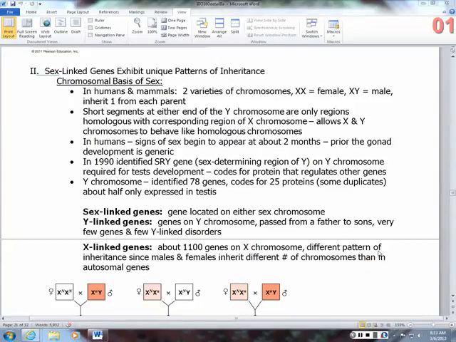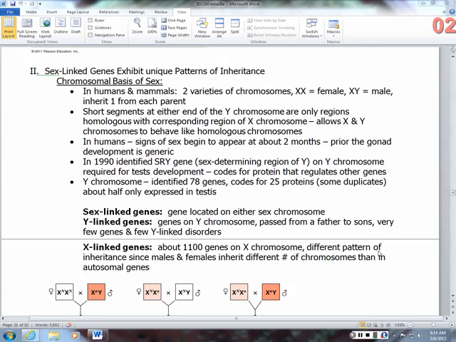So with the sex-linked genes, these are going to be ones that are on the X and Y chromosome, which are your gametes or your sex-determining chromosomes. And so with these, you have a short segment at either end of the Y chromosome that is going to be homologous with the X chromosome, but only a small portion of that is going to be homologous because there is a significant size difference.